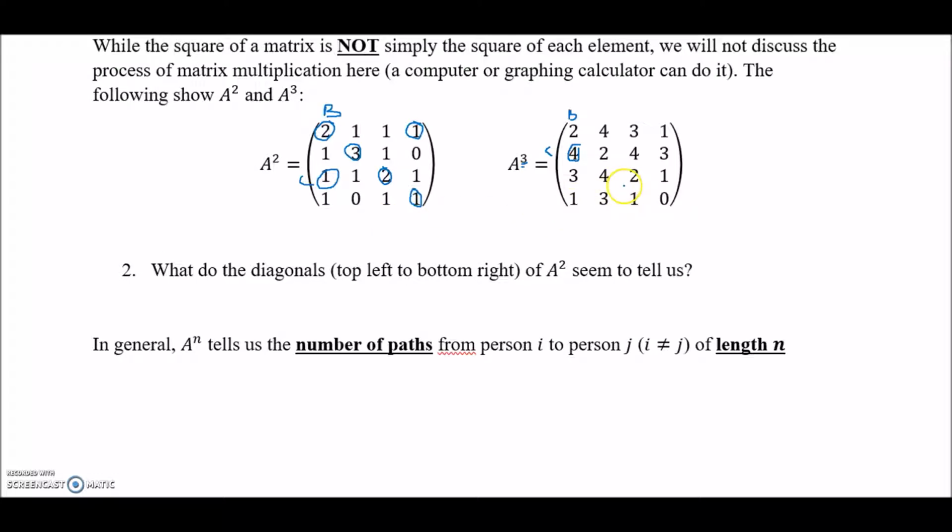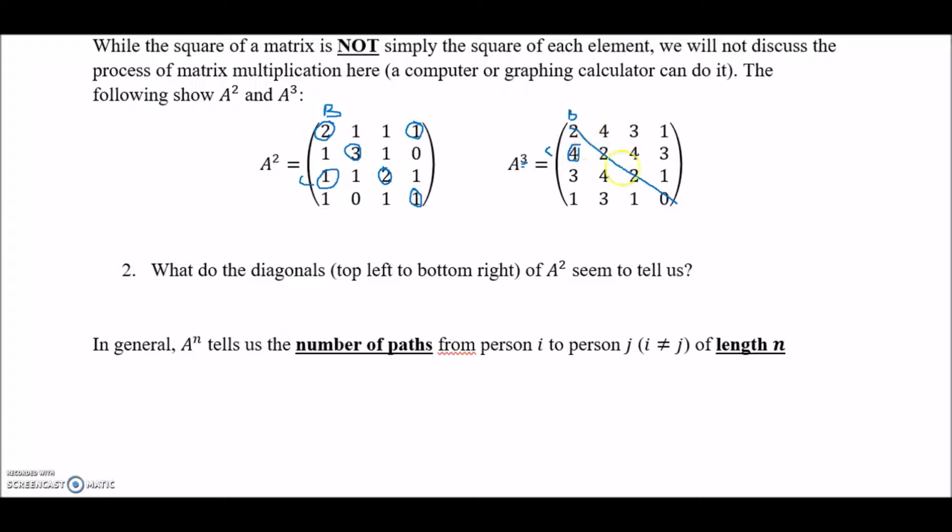Well, if we look at A cubed, then we see that every person in the network can be connected to every other person in the network via a path of length 3. Now remember that we said that the diagonals were useful in A squared. They're not going to be useful in A cubed. So forget about the diagonals in general. I mean, we could still say that you can get from Bob back to Bob in 2 different paths of length 3, but we don't really want to get from Bob back to Bob. So we often ignore those diagonals.